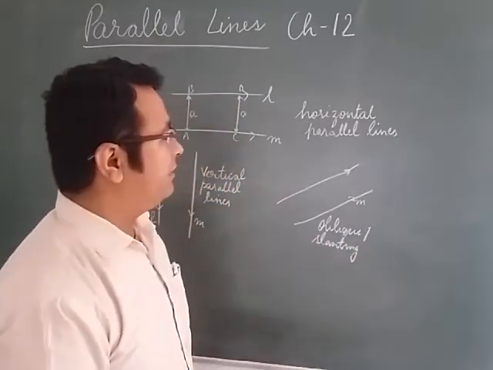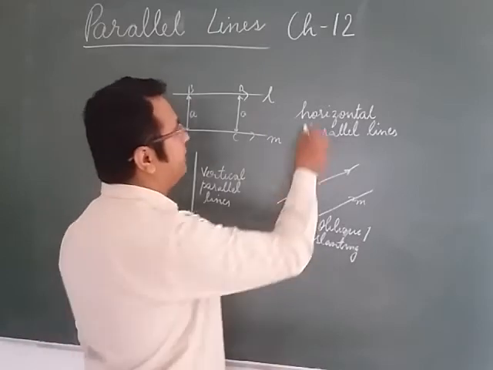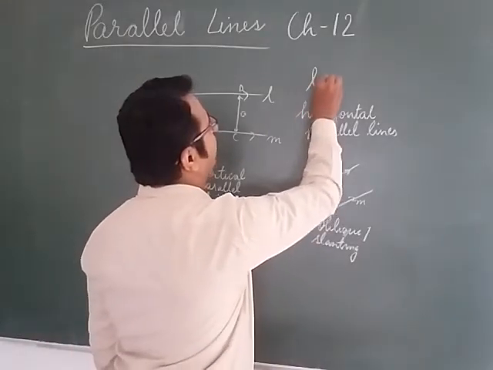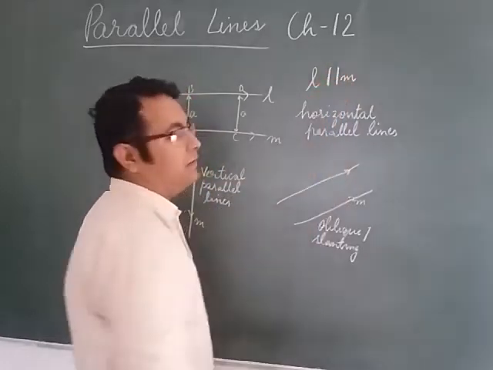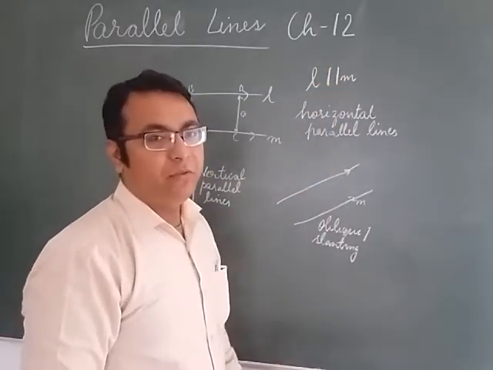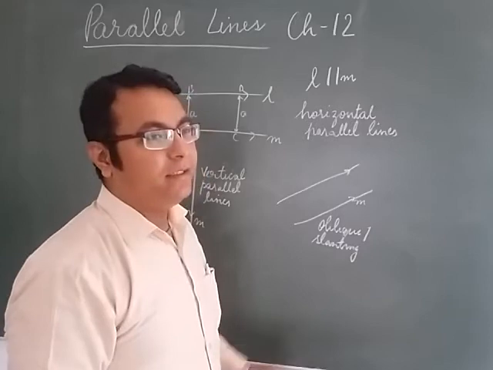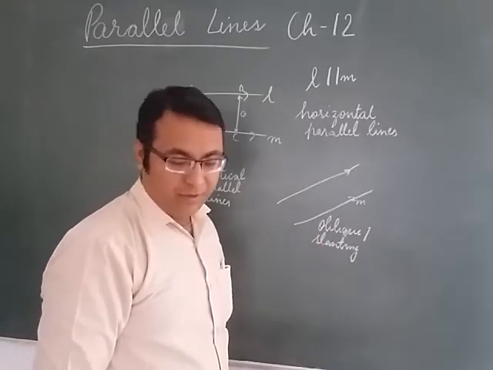Parallel lines are represented using the symbol this. If I say line L is parallel to M, this is the symbol to show that both the lines are parallel to each other, and it is read as L is parallel to M.